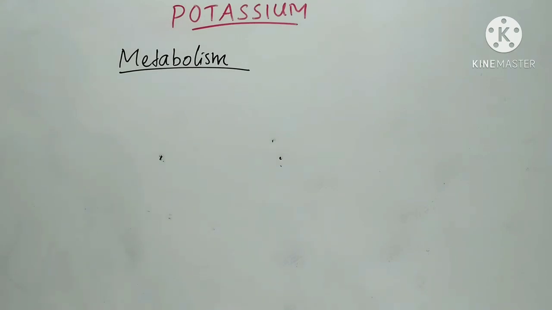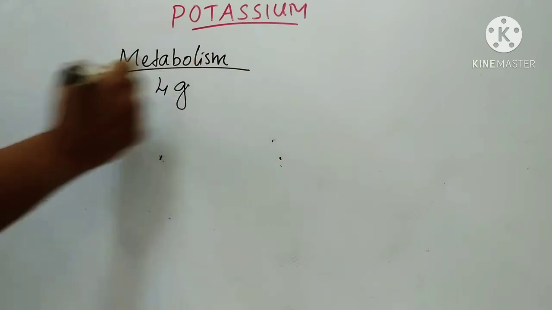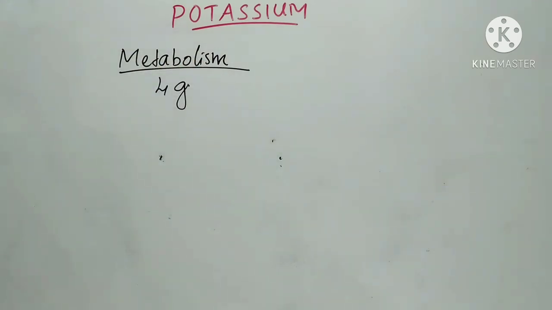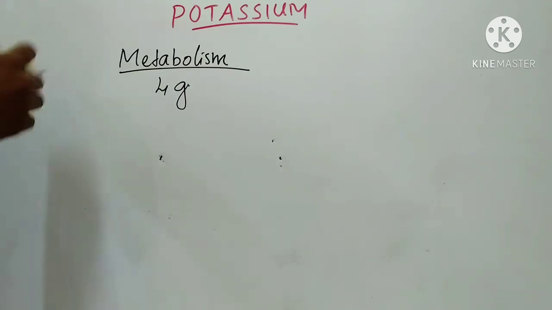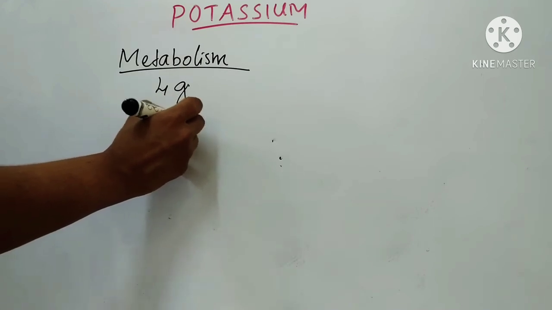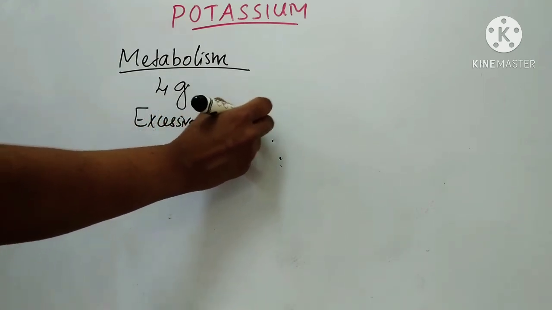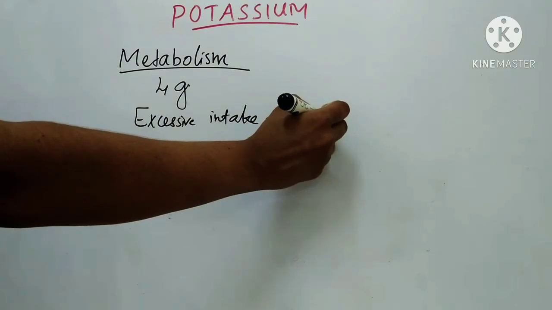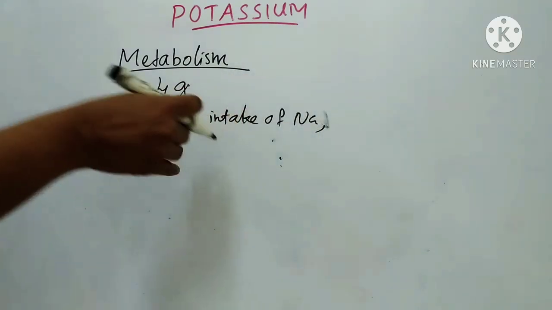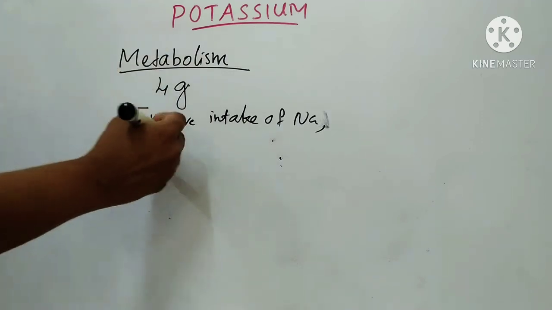An average amount of 4 gram of potassium is present in the diet. It is easily absorbed. As soon as it is absorbed, potassium enters the cells. It is excreted in the urine. When there is an excessive intake of sodium, the amount of potassium excretion increases.